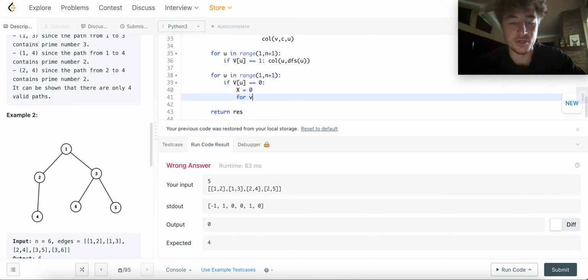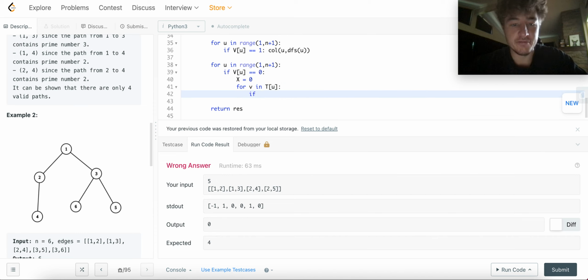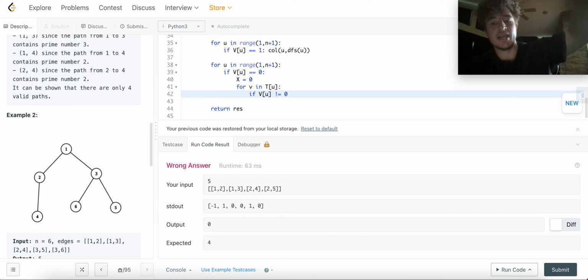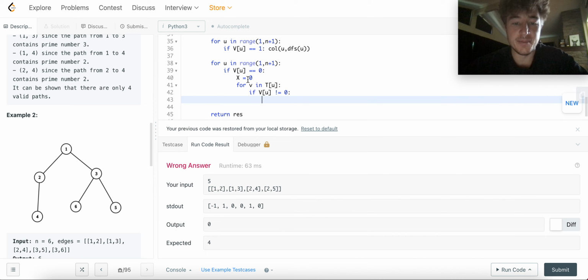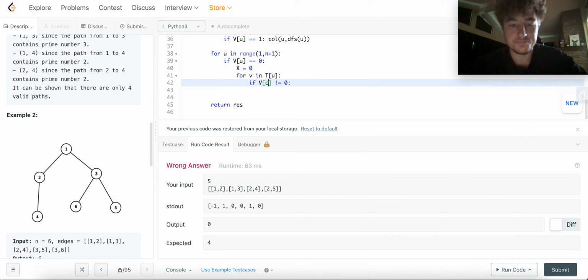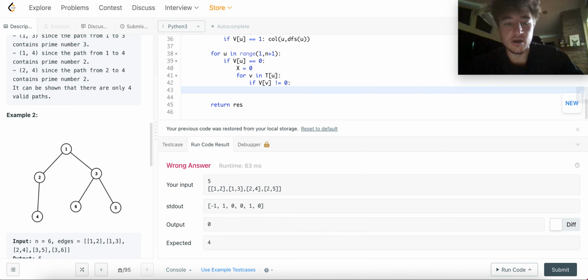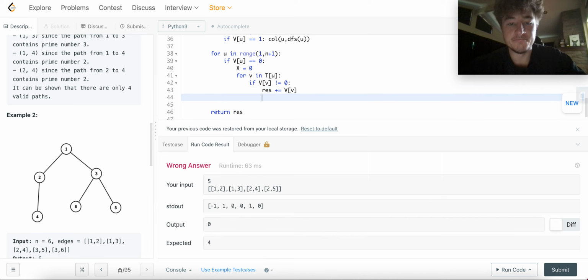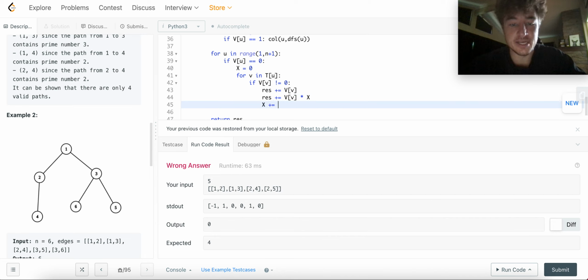Then we're going to look at all of our neighbors v in our neighbor set. And then we're going to say, if v of u not equals 0, because if it equals 0, then I have a neighbor that's a prime, so I can't connect to it automatically, right? So if my neighbor's not a prime, then for res, I get the value of the number of nodes there are to connect to. And then I can also add to res this value times x, and then x plus equal v of v.